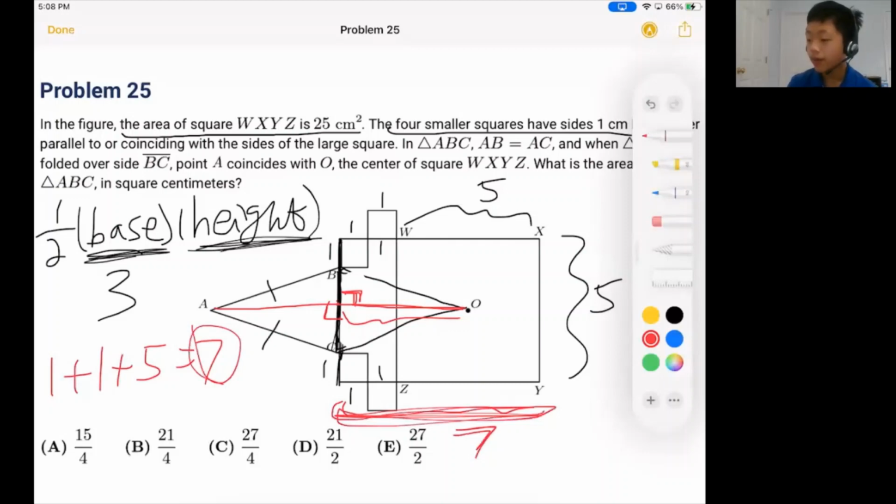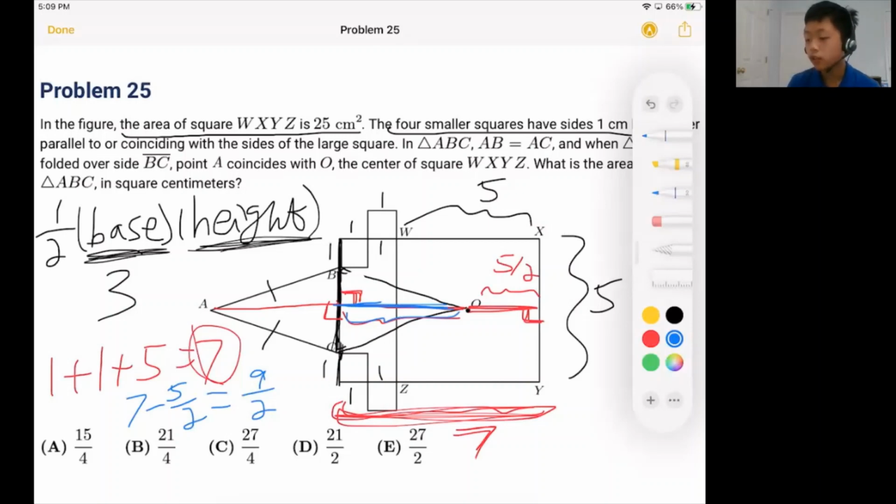And we know that O is the center of the square, right? If the entire side length of the square is 5, then halfway of that is going to be 5/2. 5/2 represents the distance from O to this side, for example, since O is the center of the square. That means, let's use different colors, this blue height here would just be equal to 7 minus 5/2. And that would give us 9/2. So 9/2 represents this height down.